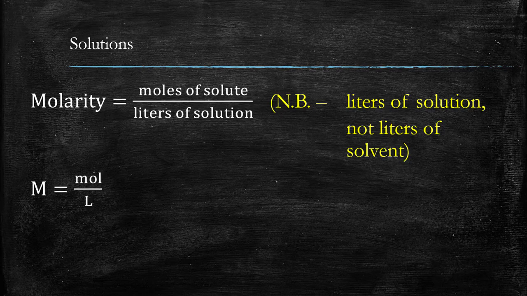This is frequently rewritten as molarity equals moles per liter, which means when you rearrange it, molarity times liters equals moles, and liters equals moles divided by molarity. And we're going to do some problems to show you how each of these works.